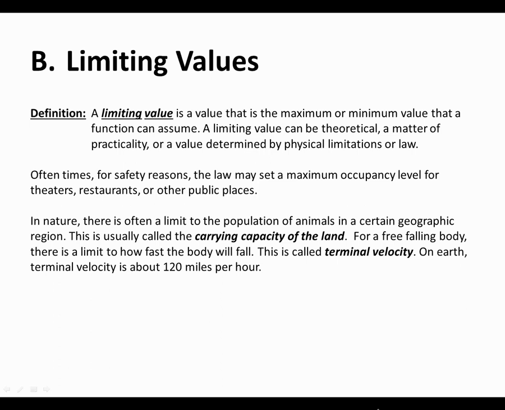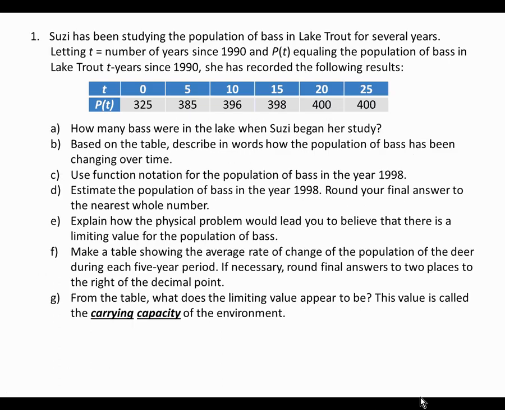Some examples. Susie has been studying the population of bass and lake trout for several years. Letting t equal the number of years since 1990, and p of t equaling the population of bass and lake trout t years since 1990, she has recorded the following results. Notice she's been recording her results every 5 years. It went from 325 to 385, 396, 398, 400, 400.